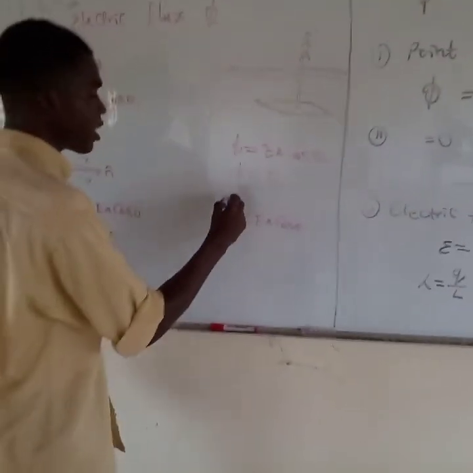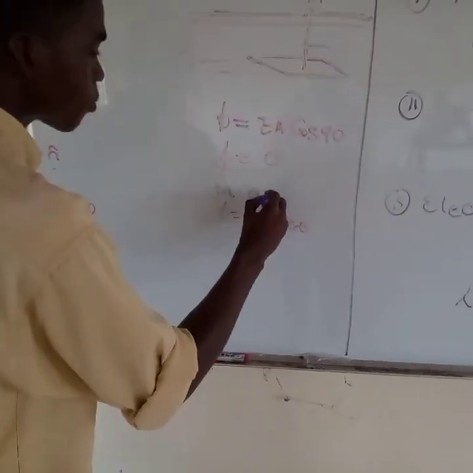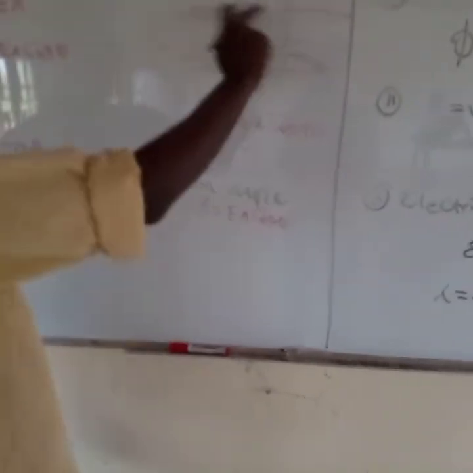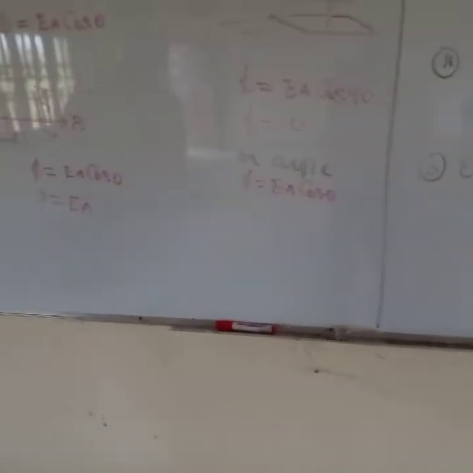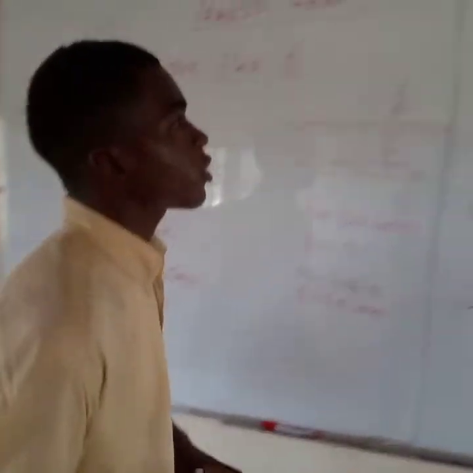Now, what if it is at an angle? When it's at an angle to the normal, we use EA cos of that angle. Very easy. Now the next thing we talk about was Gauss law.